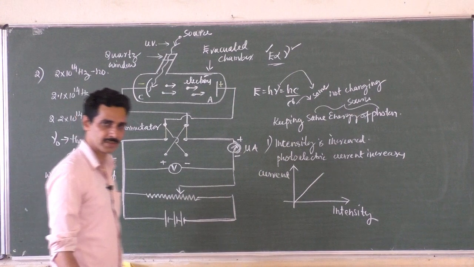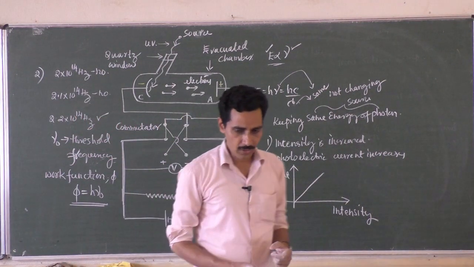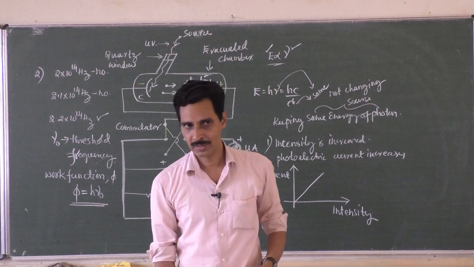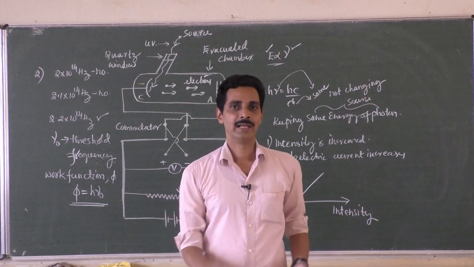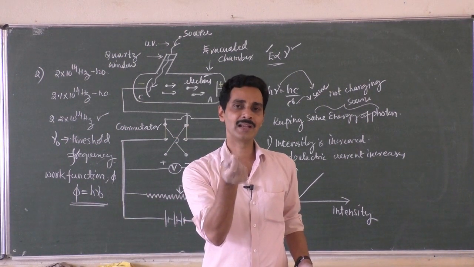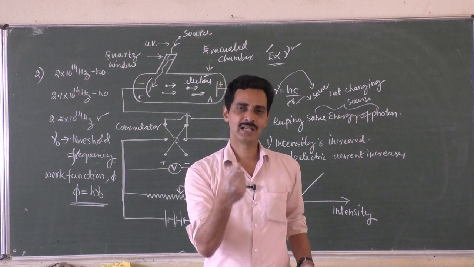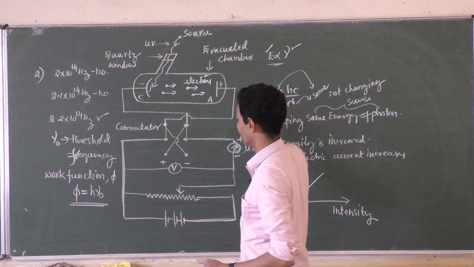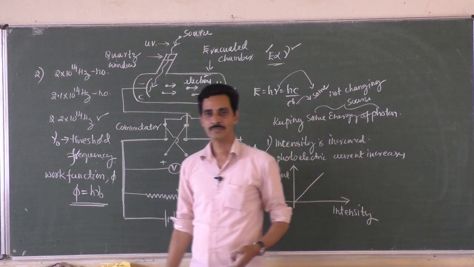One formula, isn't it? So, if nu naught can just remove the electrons, any frequency less than nu naught cannot. For more than nu naught, that nu naught must have an energy which is just enough to remove the electron, which is called work function. So, how to convert that nu naught into energy? H nu naught, that is work function.